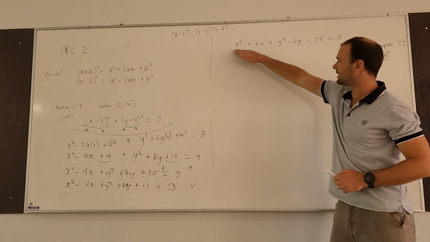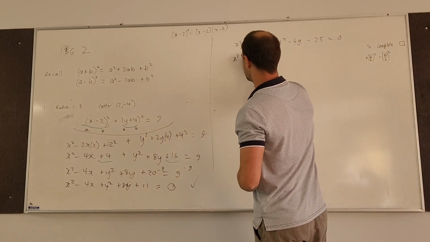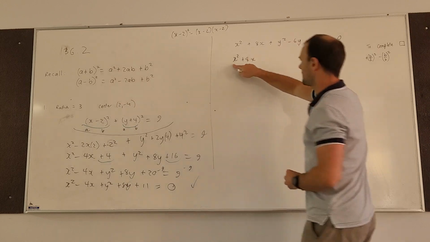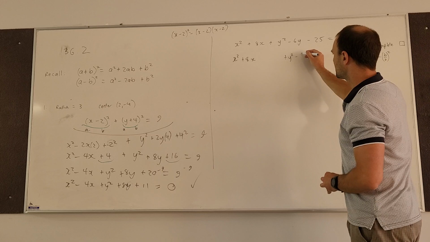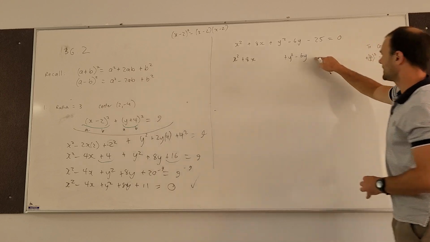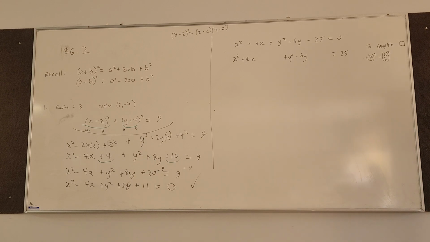So I've got this statement here. My very first step is that I'm just going to put a few spaces in. I'm going to put x squared plus 8x. I'm going to leave a space there. I'm going to have y squared take 6y, and I'll leave a space there. And I'm going to add 25 to both sides. All right, so I've moved 25 over, and I've just left a few spaces so that I can add some things in.